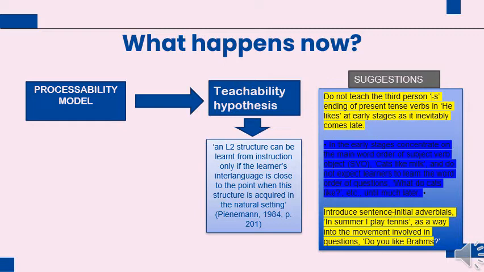So these are the suggestions when teaching your students. First, do not teach the third person S ending of present tense verbs, as in "he likes", at early stages, as it inevitably comes late. Second, in the early stages, concentrate on the main word order of subject, verb, object: "Cats like milk", and do not expect learners to learn the word order of questions, "What do cats like?", etc. until much later. Introduce sentence-initial verbs, as in "Summer I play tennis", as a way into the movement involved in questions: "Do you like Ram?"